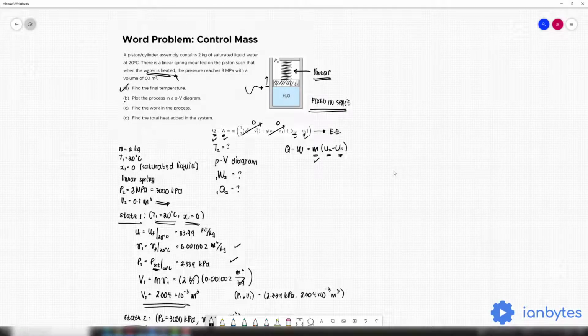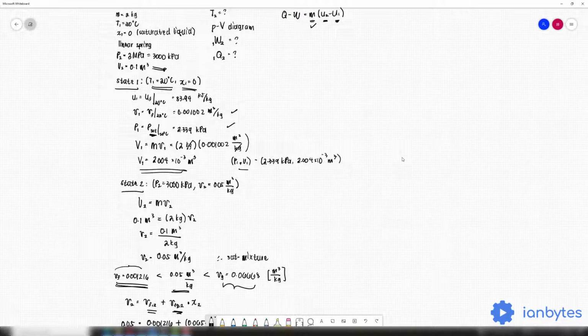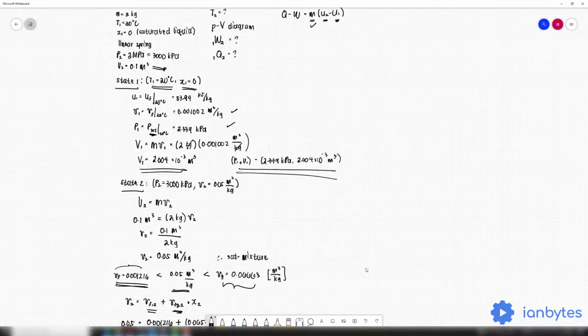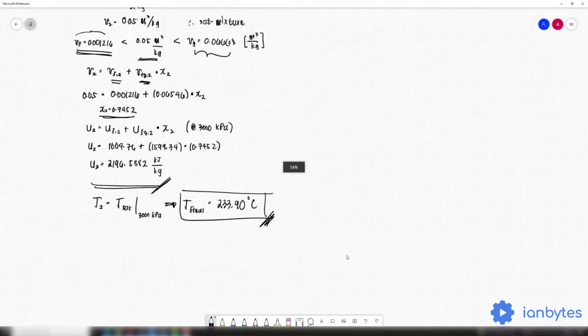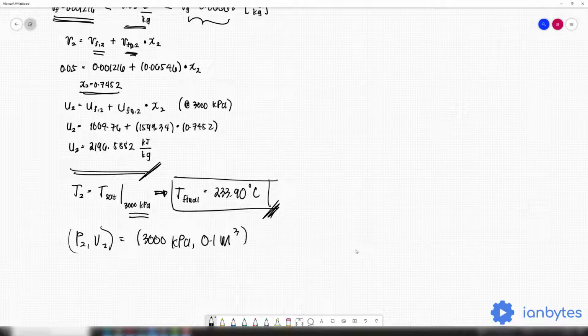Let's now plot the PV diagram. Plot the process in a PV diagram. We already know the first point, P1, V1. The second point, we're on the way there, P2, V2. We know that P2 is just 3000 kilopascals and V2 is 0.1 cubic meters according to our given. So P2, V2 therefore is equal to 3000 kilopascals, comma, 0.1 cubic meters. Okay? So this is now our second point in our PV diagram.